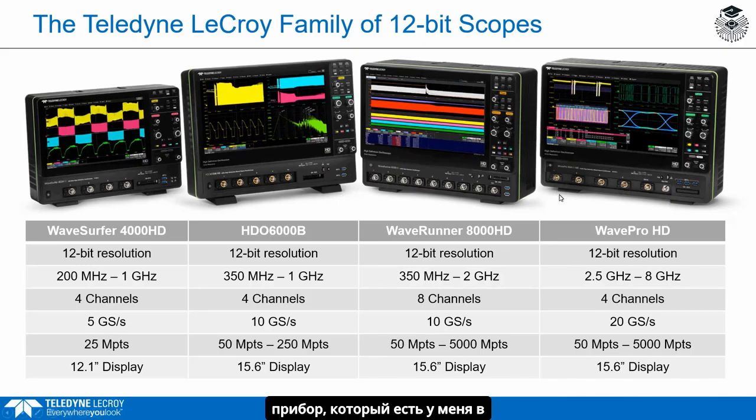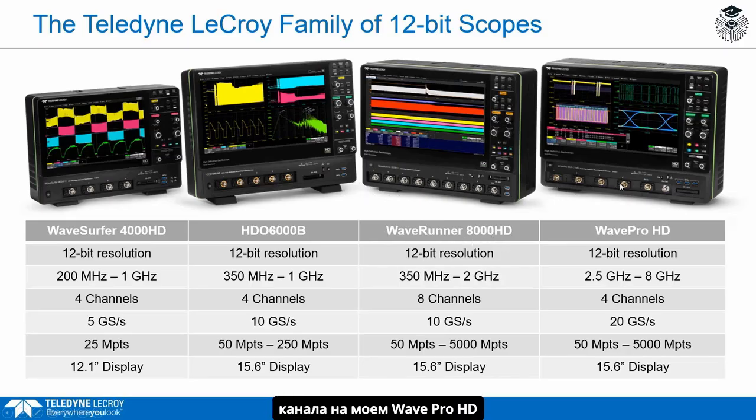Now, the one I'm going to use that I have in my lab is our higher-end mid-range scope. This is the WavePro HD. It's got an 8 gigahertz bandwidth. And you can see they vary. They're all 12-bit. They vary by the ultimate bandwidth, the number of channels, and the screen size. Here's the WaveRunner with 8 channels associated with it.